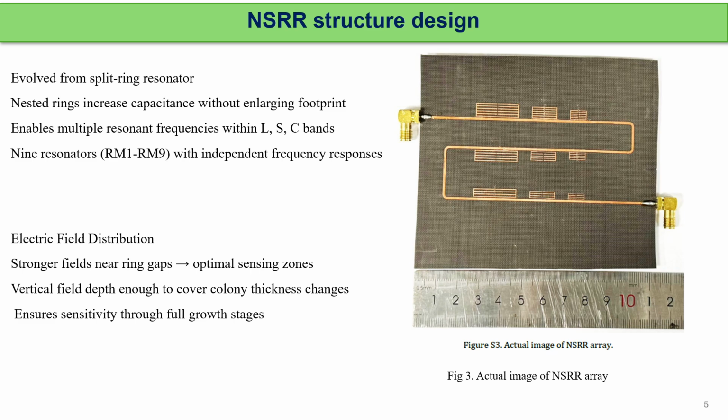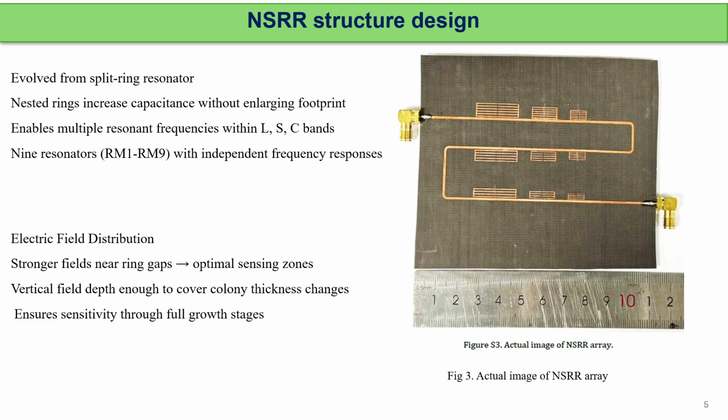NSRR structure design. The sensor is based on a nested split ring resonator design. The nested rings increase capacitance without increasing the footprint, which allows multiple resonant frequencies across L, S and C bands. Each of the 9 resonators, RM1 to RM9, operates independently. The electric field is strongest near the ring gap, which makes these the optimal sensing zones.